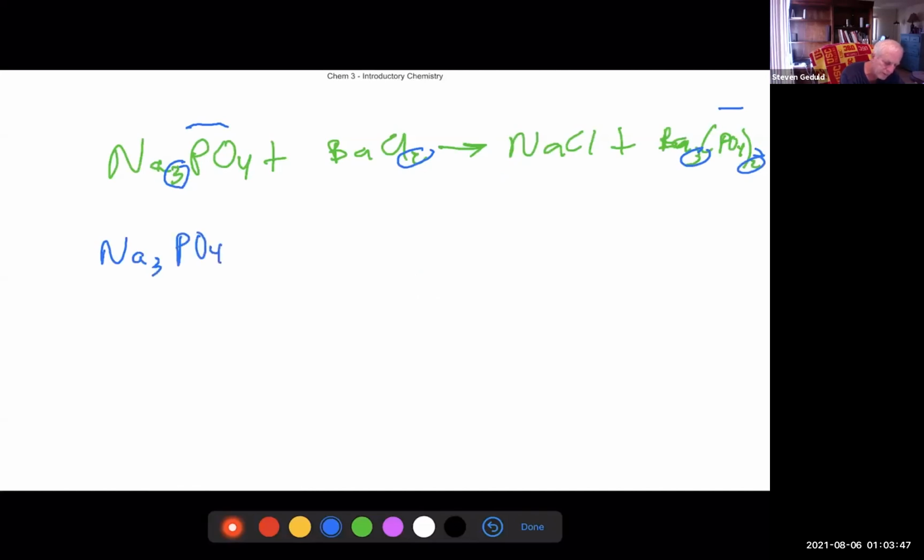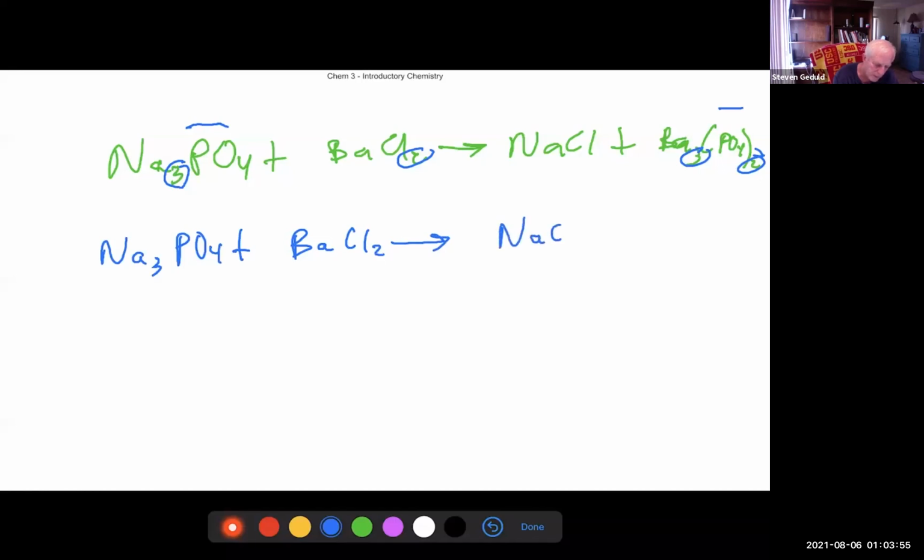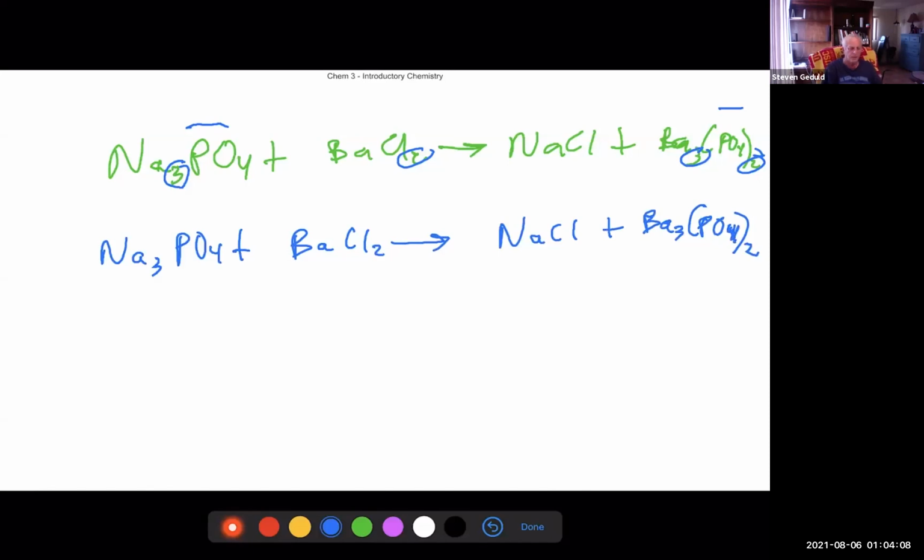Na3PO4 plus barium chloride goes to sodium chloride plus barium phosphate. All right. So let's start with our phosphate groups, PO4. We have 2 PO4 groups on the right. We're going to have 1 on the left. So let's put a 2 here in front of this. That gives us 2 PO4 groups. Now the PO4 groups are balanced.